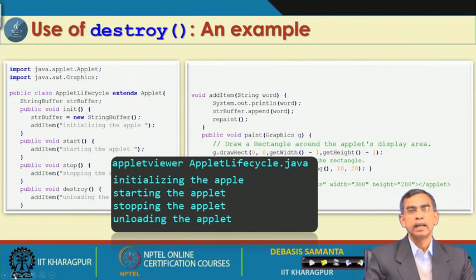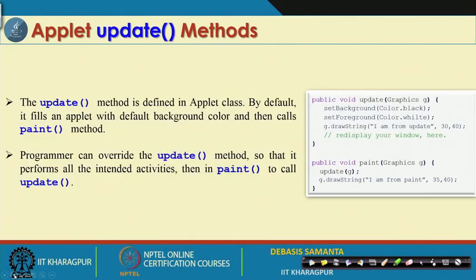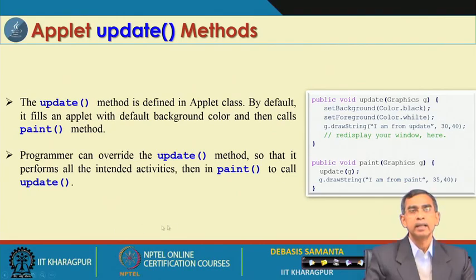So, this way the destroy method will clear it. Now, these methods have many applications whenever we have to build a very complex web-based browsing application. Other than update, destroy and stop, there are another two very important methods. They are called the update and then repaint method.